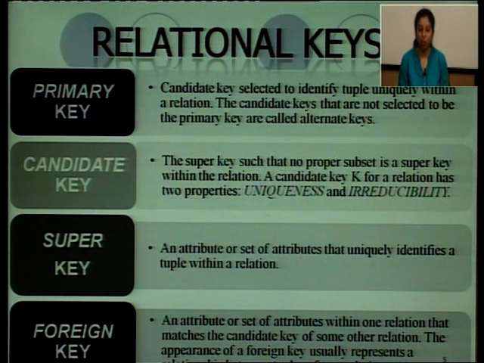The third important key is known as a super key: an attribute or set of attributes that uniquely identifies a tuple within a relation. Next is the foreign key: an attribute or set of attributes within one relation that matches the candidate key of some other relation. The appearance of a foreign key usually represents a relationship between the tuples of the two relations. So these are the four important relational keys in our database system.